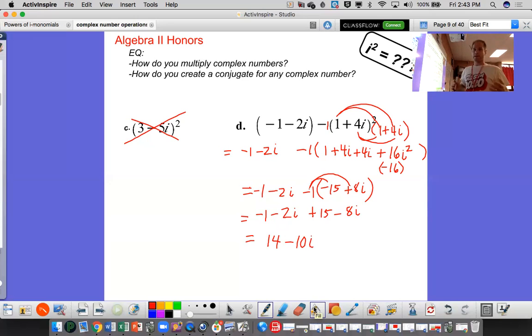Now, there are some other ways to do this problem, but if you follow it this way and do the exponent first, you will not, I repeat, you will not mess this problem up. A lot of kids will like to try and distribute first. And what happens is they have a negative 1 and a negative 4i that they multiply by another negative 1 and a negative 4i.